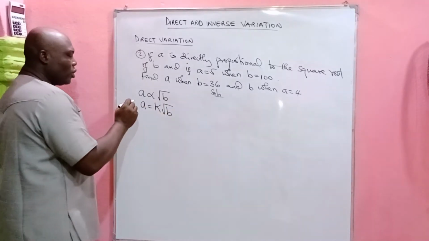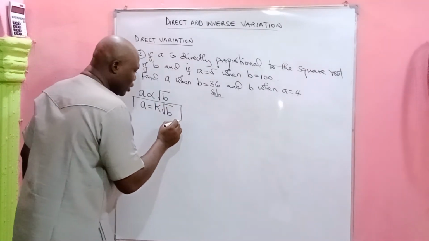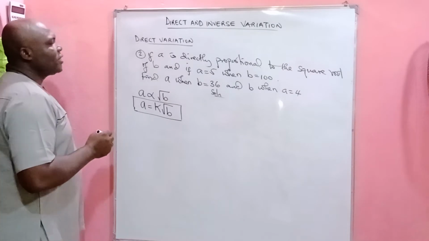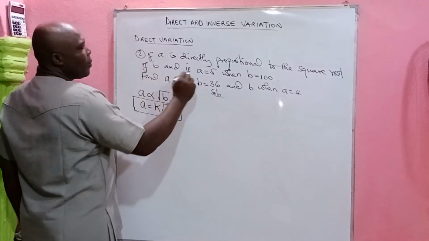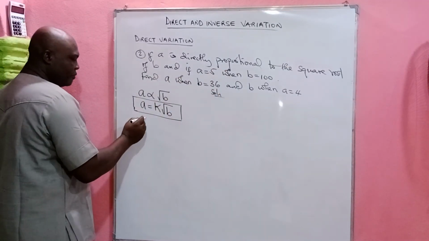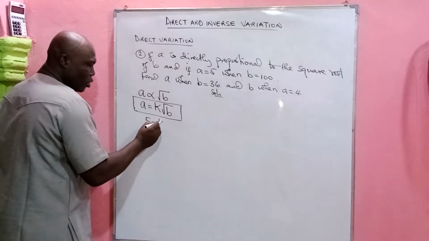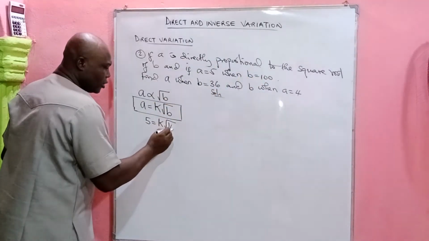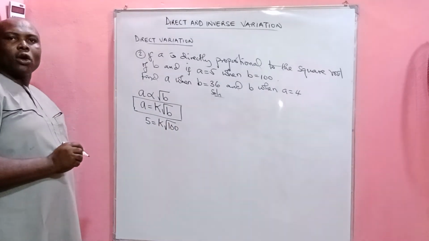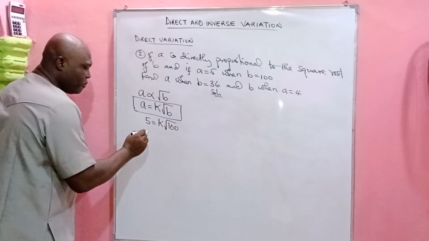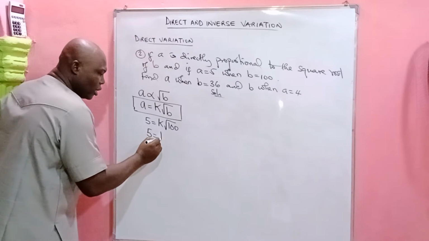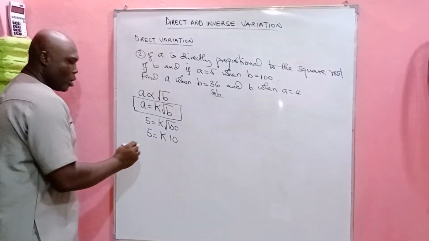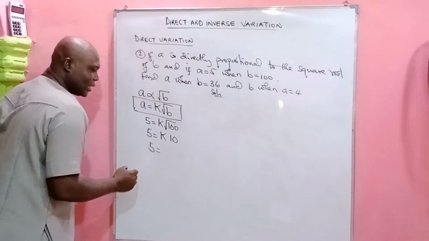All right, please take note of this, because with this you can be able to get the formula connecting A and B. All right, so they've said A here is 5 when B is 100. We want to find the constant of proportionality. So 5 now will be equal to a constant times the square root of 100, which is 10. All right, so 5 is equal to 10k.